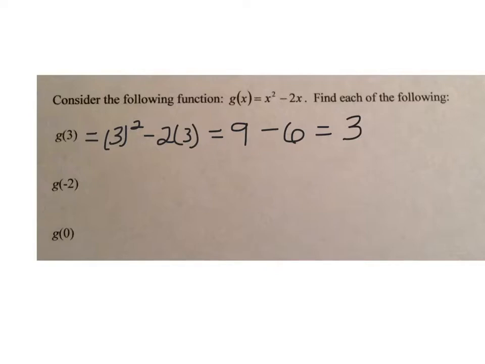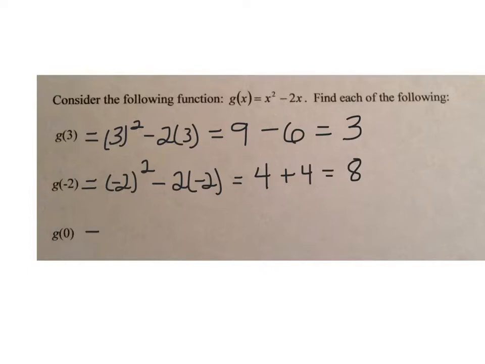So let's look at negative 2. I'm going to put negative 2 in for x. So I have negative 2 squared minus 2 times negative 2. Negative 2 squared is 4, and negative 2 times negative 2 is a positive 4. So this is 4 plus 4, and that's 8. If I were writing an ordered pair that represented this evaluation, it would be negative 2, 8.